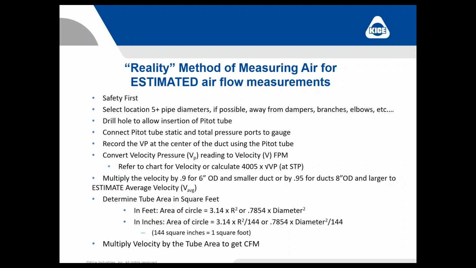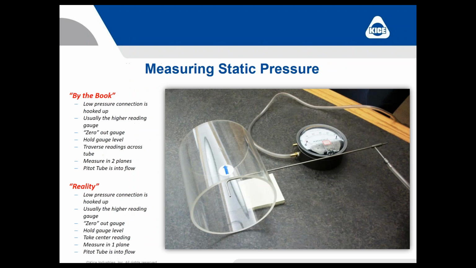If it's in inches, a little more work to do, because 144 square inches equal 1 square foot. 3.14 times radius squared divided by 144, and that gives you the square feet. Now, Q equals VA. CFM equals velocity times area. We do that math, and we have a pretty good indication of our CFM.